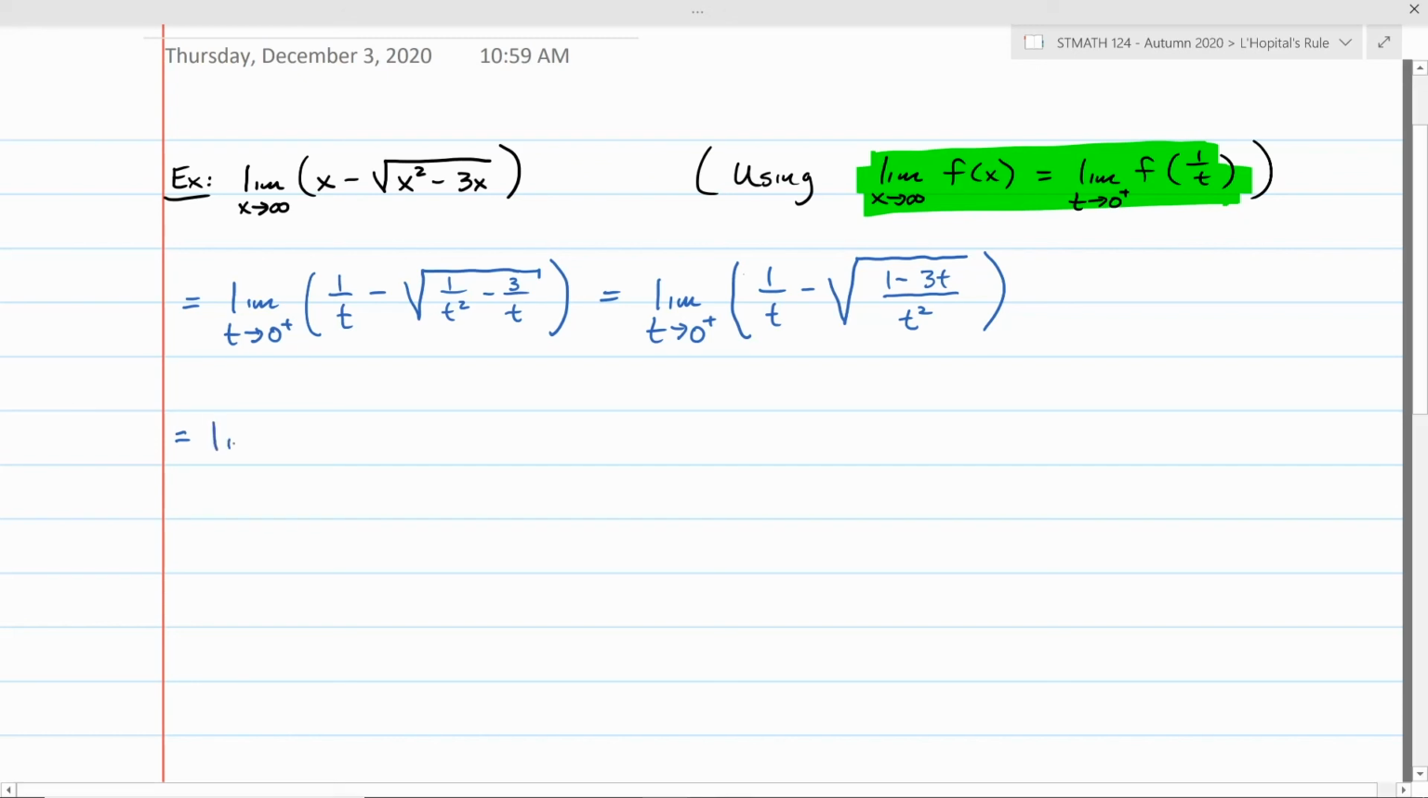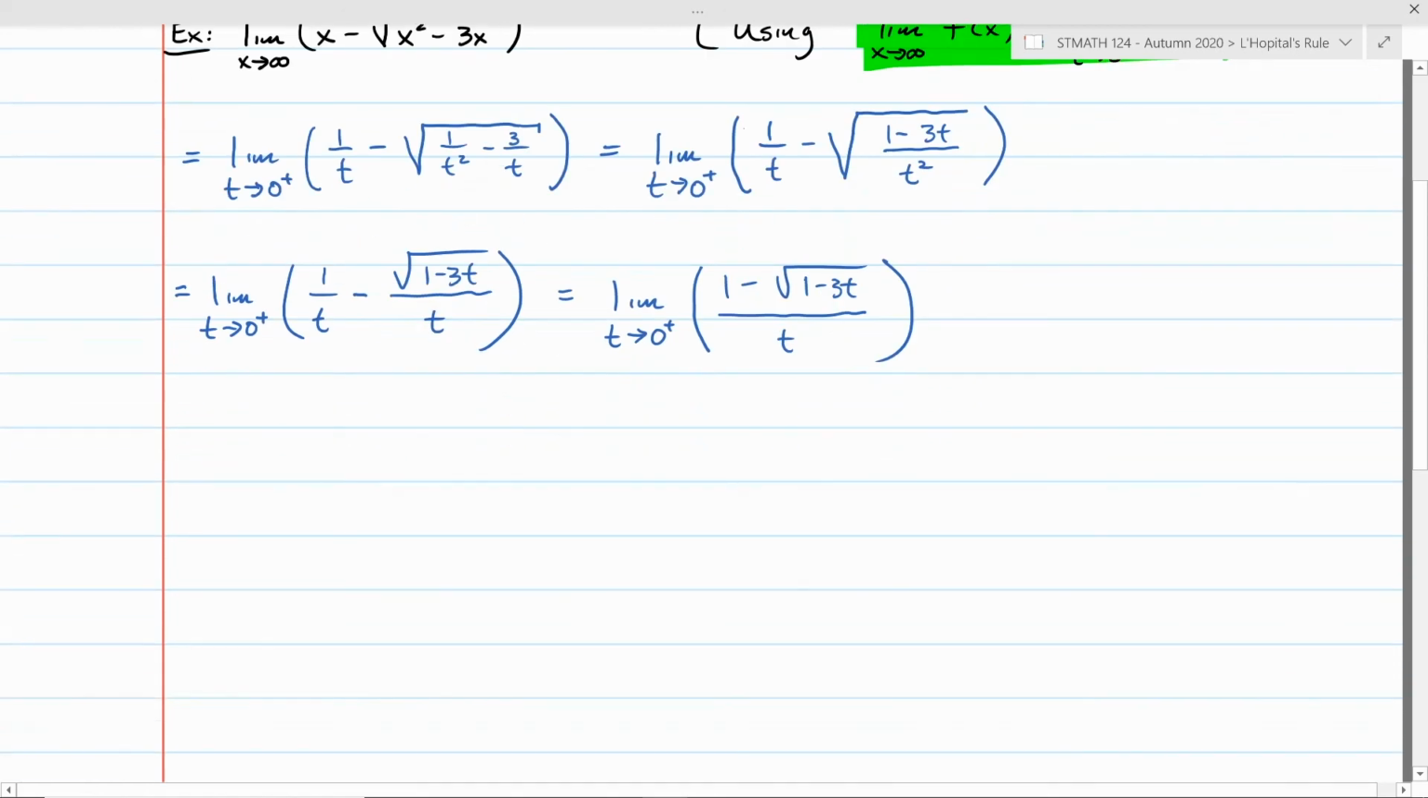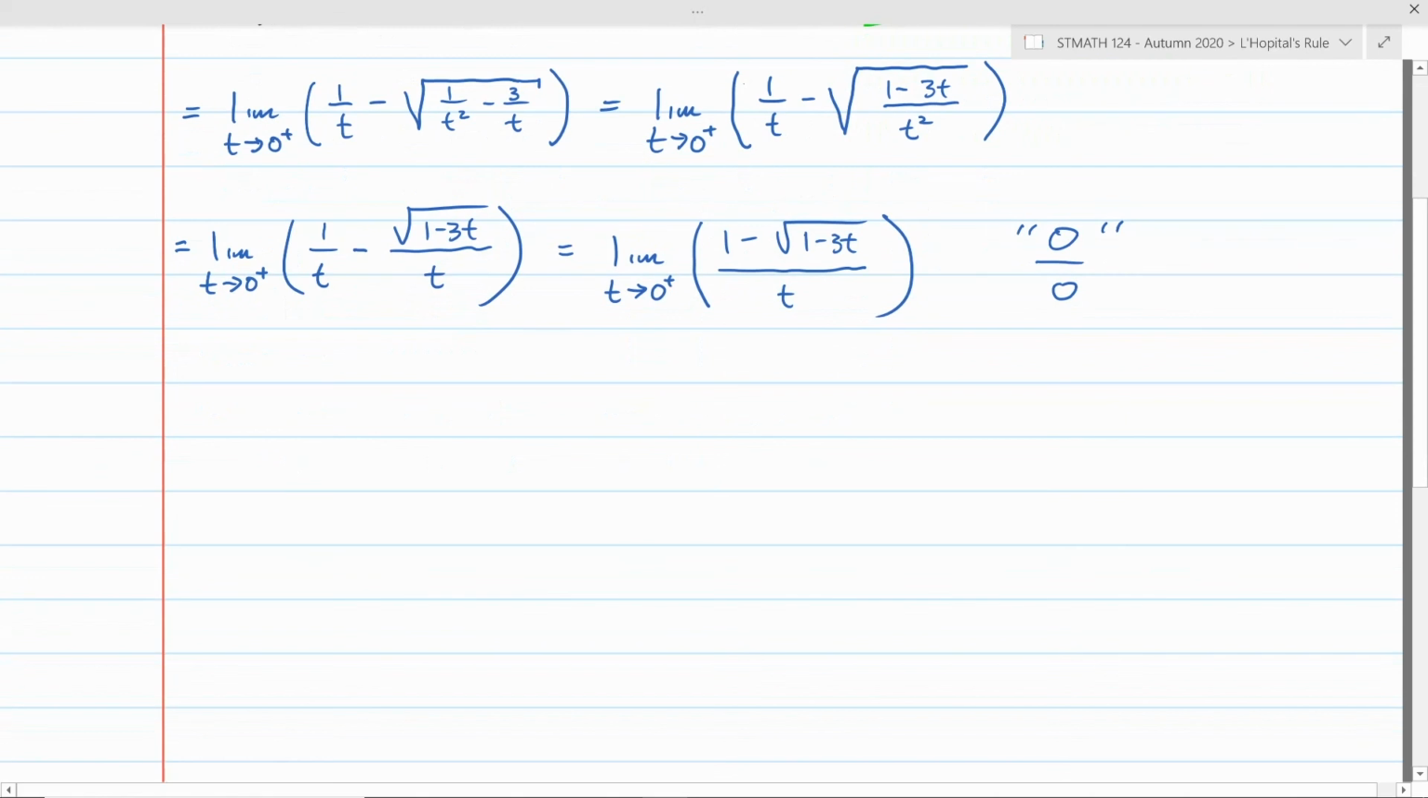So this will be the limit as t goes to 0 from the right of 1 over t minus the square root of 1 minus 3t over just t. Now I can put that into one fraction. It'll be 1 minus the square root of 1 minus 3t, all over t. And when I look at what I've got here, notice that when you substitute t equals 0, you get 1 minus 1 in the numerator, so it's 0 in the numerator and 0 in the denominator. So now it's a 0 over 0 indeterminate form.